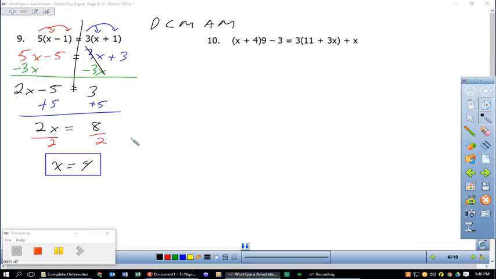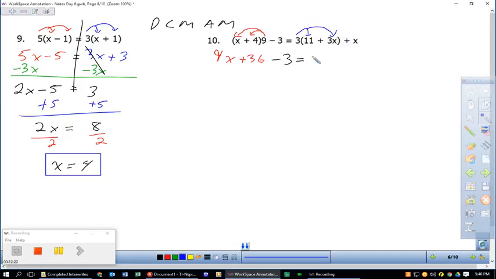All right, number 10, we have a couple of problems in number 10. One is this 9. If you look real close, you'll notice that there's nothing over here to distribute, but over here there is. So actually, we are going to have to distribute this 9 from the right. 9 times x will give us 9x. 9 times 4 is 36, so we get 9x plus 36. I'll bring down minus 3. Now on the right side, we can distribute this 3 from the left. So that'll give us 33 plus 9x. And I'll bring down the plus x.